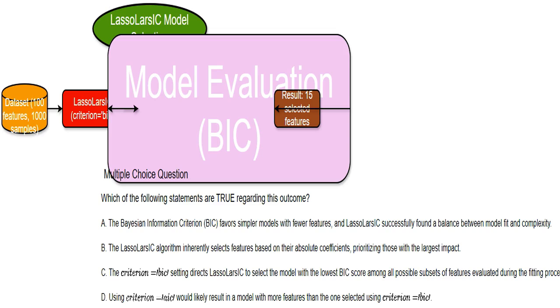The result of the model selection process is a model that uses only 15 of the initial 100 features. This highlights the power of LassoLarsIC in selecting a parsimonious model using the BIC.